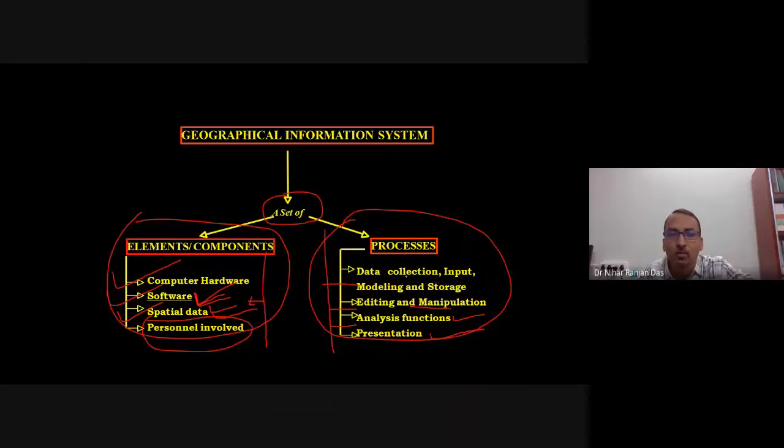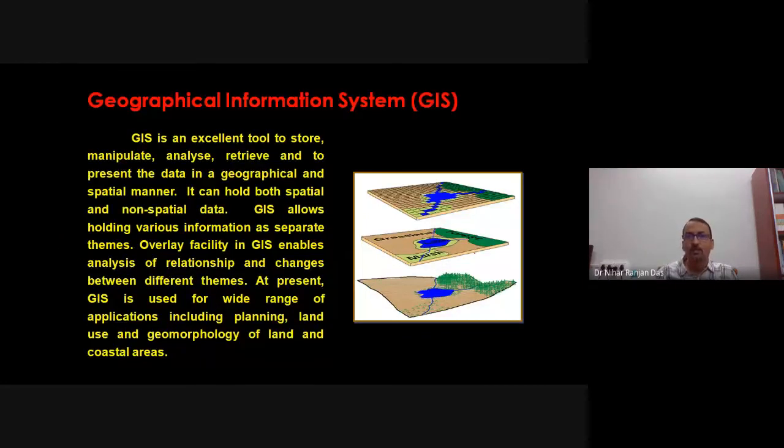That means GIS software tools for data collection, input, modeling, and storage; tools for editing, management, and manipulation of data; tools for analysis functions; and tools for presentation and output generation. So this is a single slide which describes the whole GIS, its components and its tools. These are the four components of GIS, and these are the four categories of GIS tools. This is a broad, understandable definition of GIS, not taken from any book.